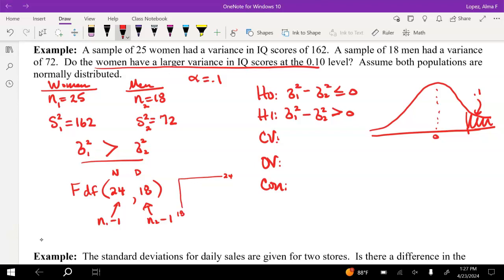Or actually, no, it's not, is it? I forgot to subtract. I'm sorry about that. We need to subtract 1 from each of them. N1 minus 1 would be 24, and this one would be 17. There we go. So 17, sorry about that. Let me erase it and make it prettier. And where they intersect, read in, the number that you should find is 1.83624, and that's that number right there.